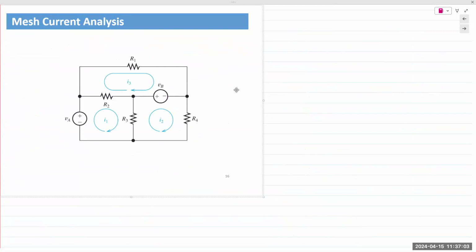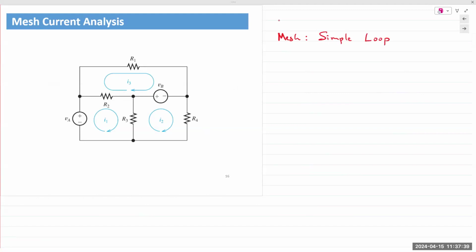Both techniques are very similar. But again, as I said, the purpose is to generate enough equations to solve for the unknown variables. In NVA, node voltage analysis, the unknown variables are the node voltages. In mesh current analysis, the unknown variables are the mesh currents. So let's look at what a mesh is first, and then we'll talk about the mesh current analysis technique. So a mesh is basically a simple electrical loop.